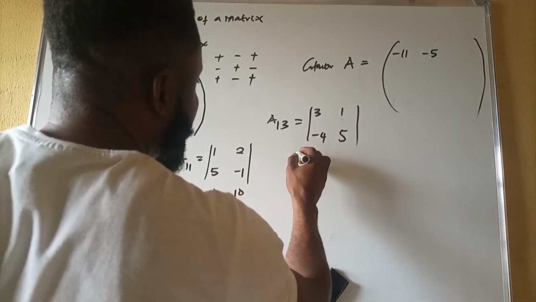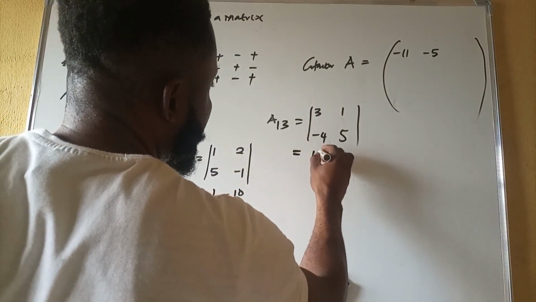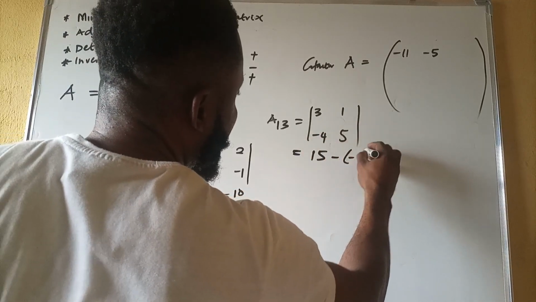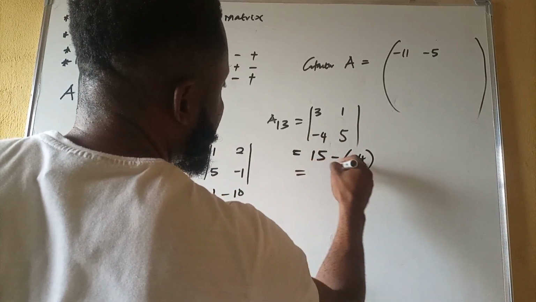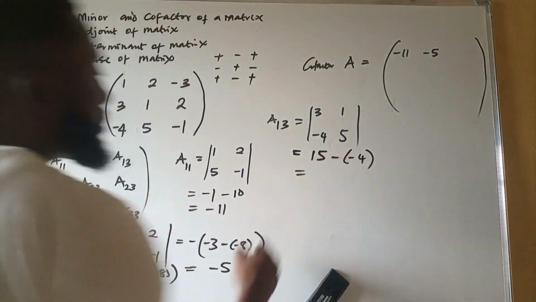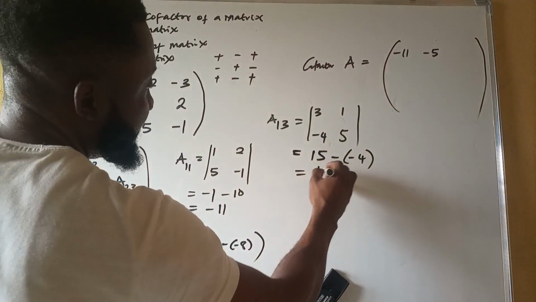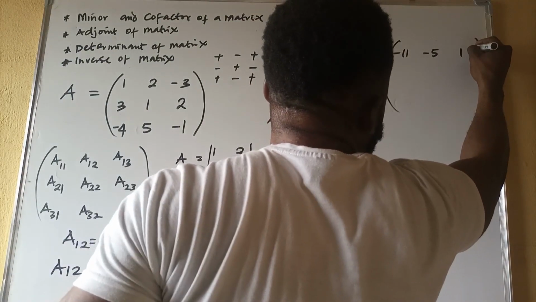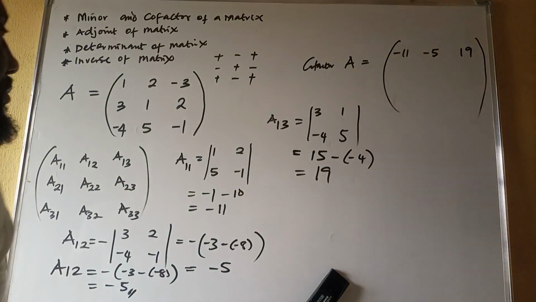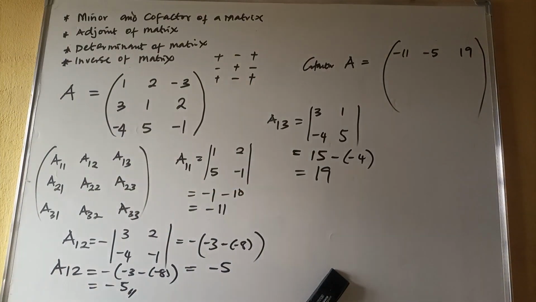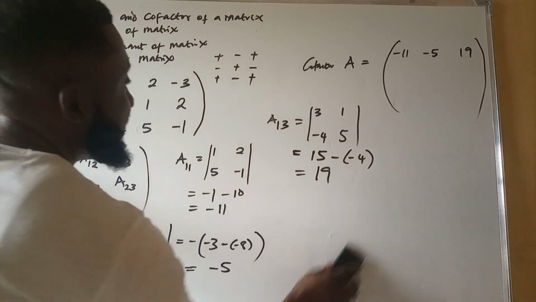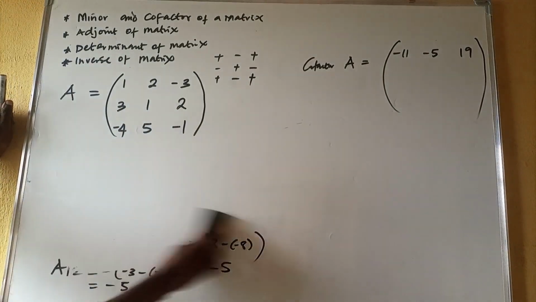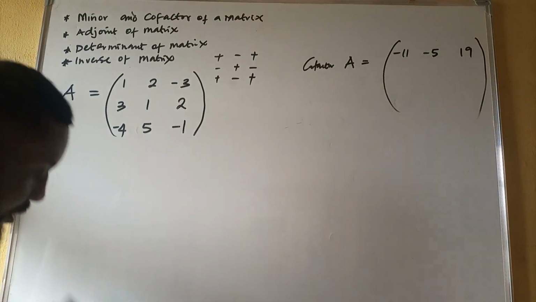So this times this will give me 15. This times it will give me minus 4. Since we are subtracting minus 4, this times this will give me plus. So 15 plus 4 will give me 19. So this is 19. So A13 is 19. I will come here, I will write 19. So that's good. So we are still managing our space so that we can see clearly. So I'm going to clean this.